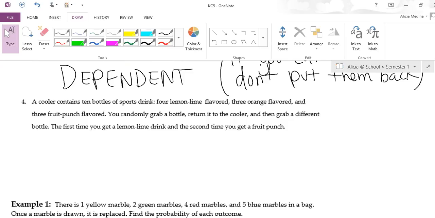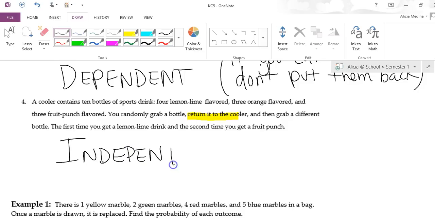Number 4, it says a cooler contains 10 bottles of sports drinks, 4 lemon lime flavors, 3 orange flavored, and 3 fruit punch flavored. You randomly grab a bottle, return it to the cooler, and then grab a different bottle. The first time you get a lemon lime drink, and the second time you get a fruit punch drink. So this is important. We are picking something randomly, but we return it back to the cooler. So if you're putting it back, you have a chance of selecting that again. So it doesn't really matter what you pick first, because you can get that second or third or however many times you are picking something. So you really have to be able to read closely. That is not spelled right.